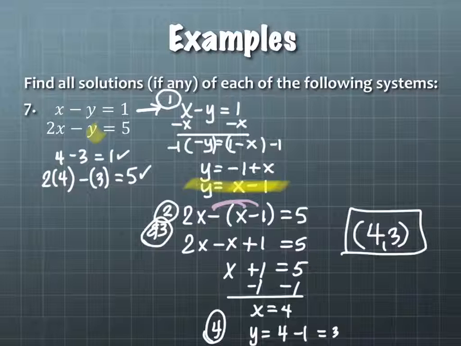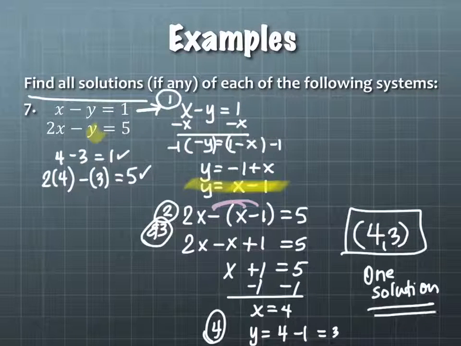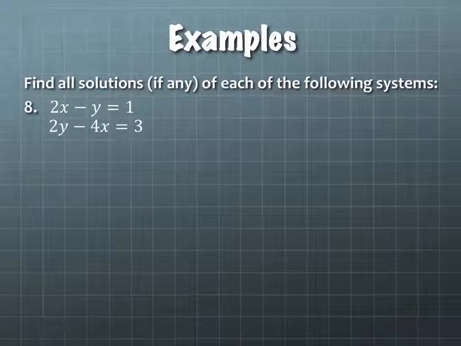So this actually said find all solutions, if any, of the following systems. And what I want you to recognize is on this one there is one solution. So when there's one solution, you'll know it, because when you're solving, it will become very apparent that you have one solution. Now our other example obviously is going to be one that doesn't have just one solution, because I want you to see the difference in what happens when you don't have one solution. So we're going to do this one to see how that works out.